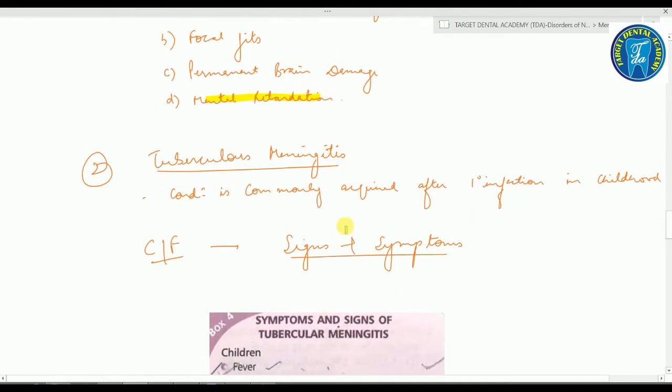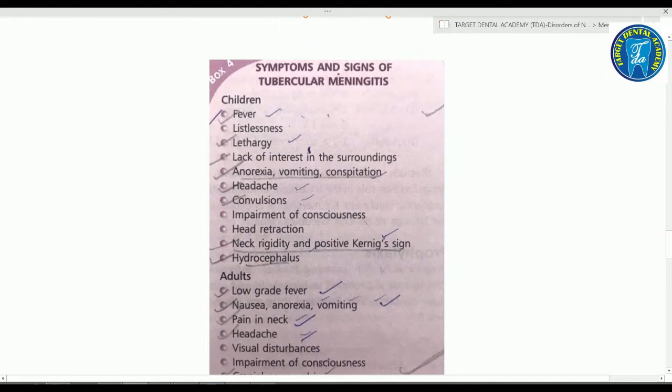Next we are talking about the tuberculous meningitis. So it is a condition which is commonly acquired after the primary infection in childhood. Coming on to the signs and symptoms. So signs and symptoms in the children are fever, listlessness, lethargy, lack of interest in the surroundings, anorexia, vomiting, constipation, headache, convulsions, impairment of consciousness, head retraction, neck rigidity and positive Kernig sign, important. And there is hydrocephalus.